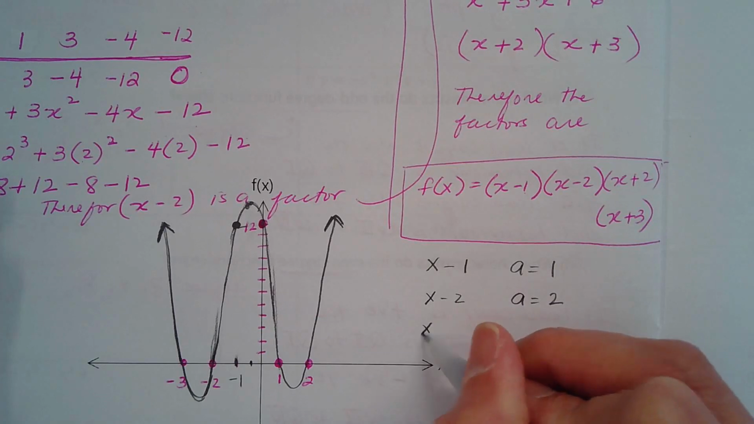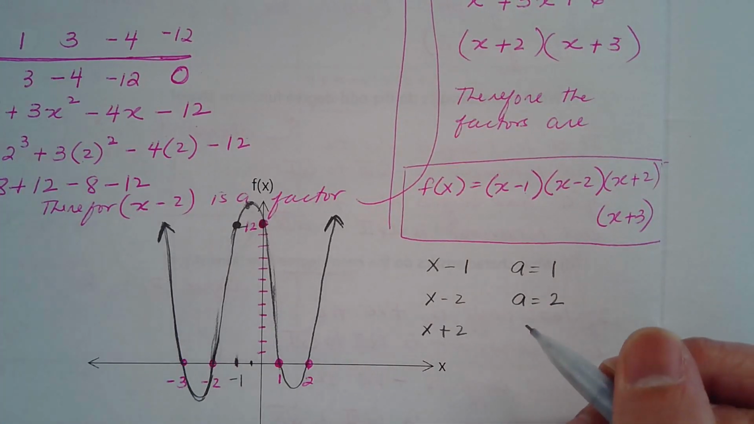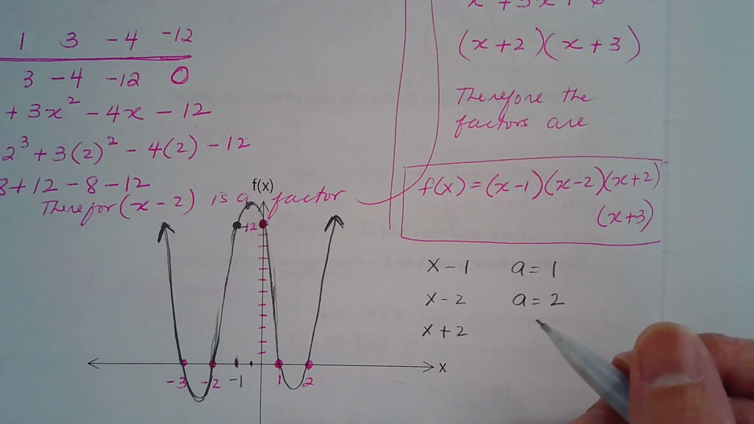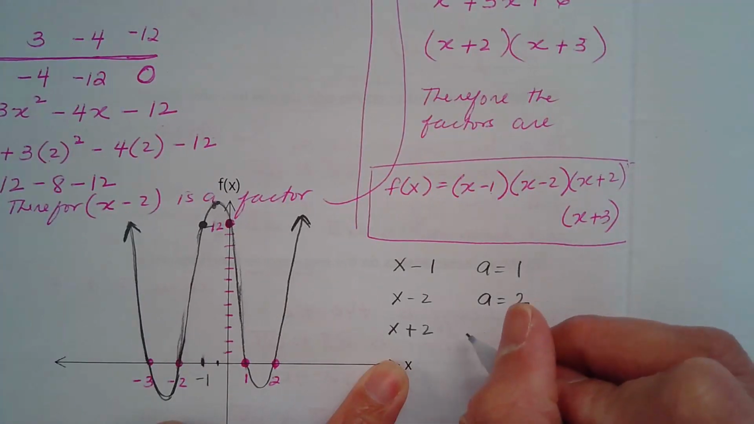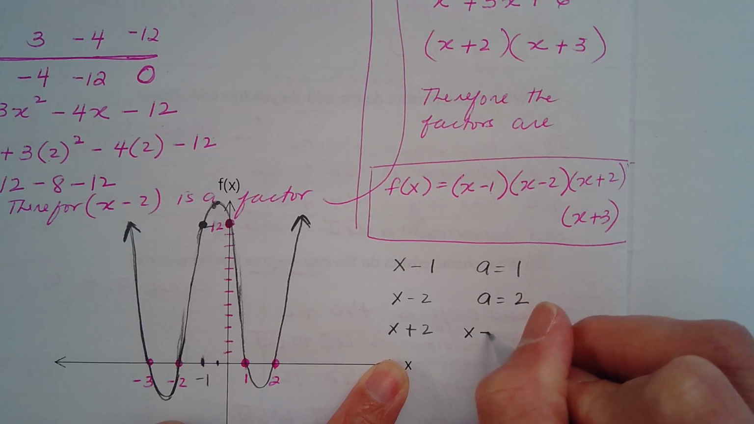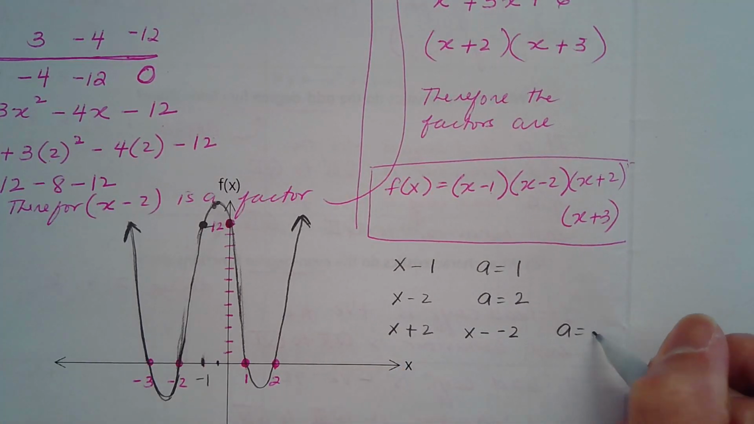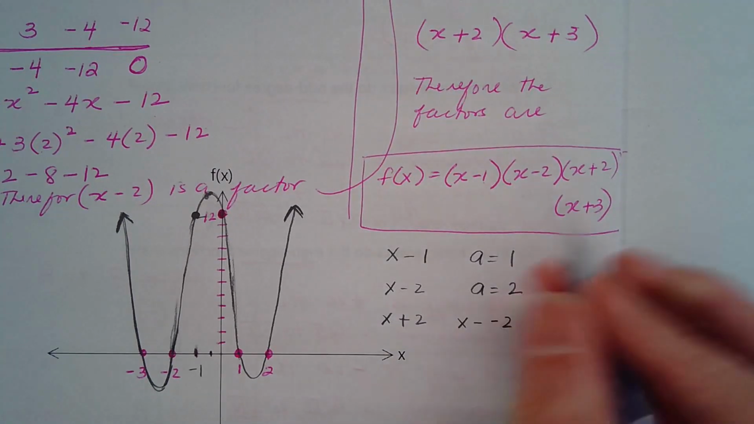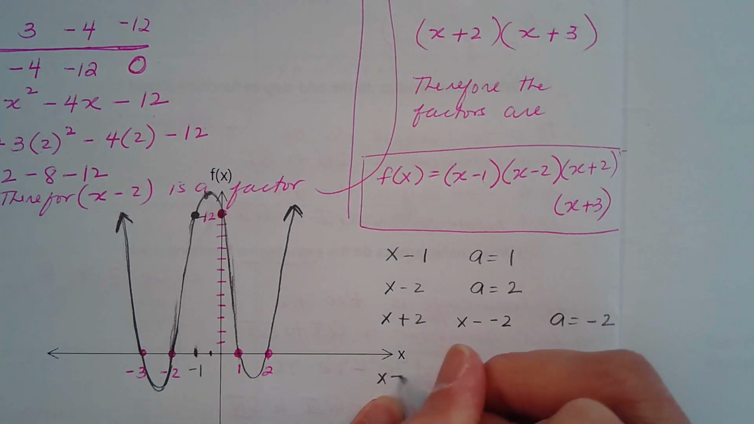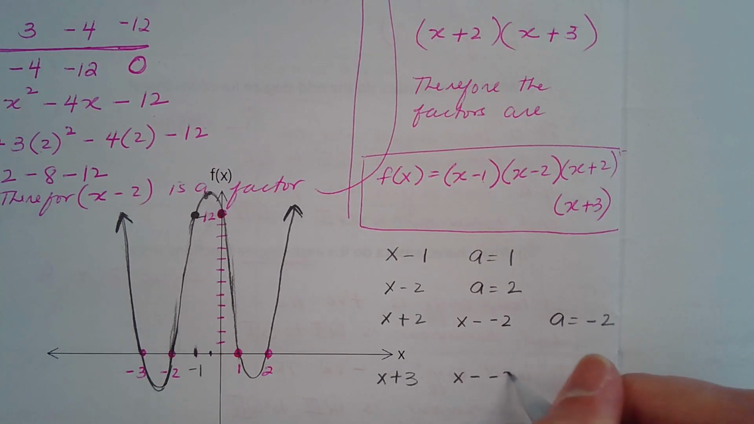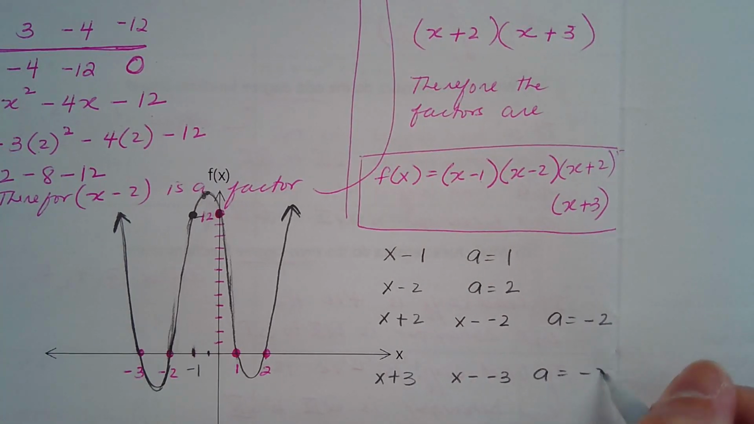Now if we go x plus 2, remember the factor is x minus a. So let's rewrite that. It really looks like this, x minus negative 2. So your a is negative 2. And then the last one, x plus 3, let's rewrite that as x minus negative 3. So a is equal to negative 3.